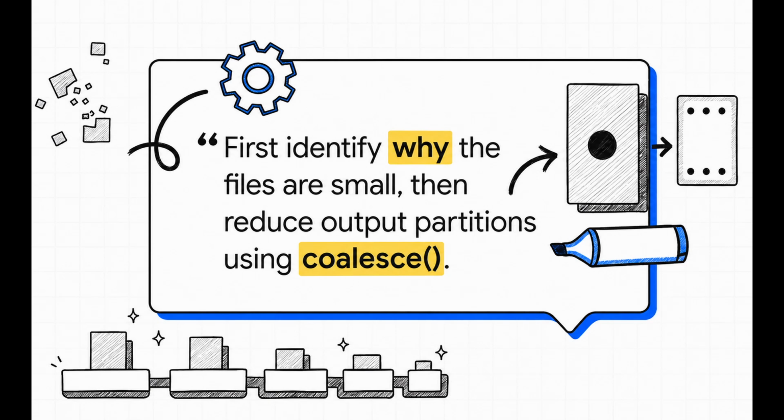You look at the interviewer and say, tiny Parquet files are usually caused by too many output partitions or high cardinality partitioning. I would first identify why the files are small, then reduce the output partitions using Coalesce if I just need fewer files, or repartition if I need to rebalance skewed data. Moving forward, I'd avoid high cardinality columns, tune my shuffle partitions, enable adaptive query execution, and target roughly 128 to 512 megabytes per file. And if the files already exist, I'd trigger a compaction job. Boom, you just aced the technical screen.